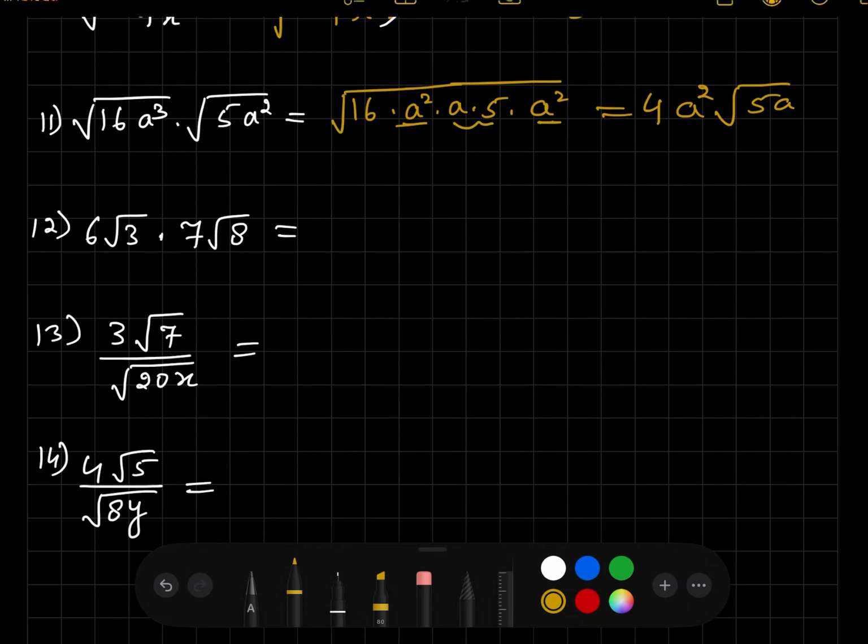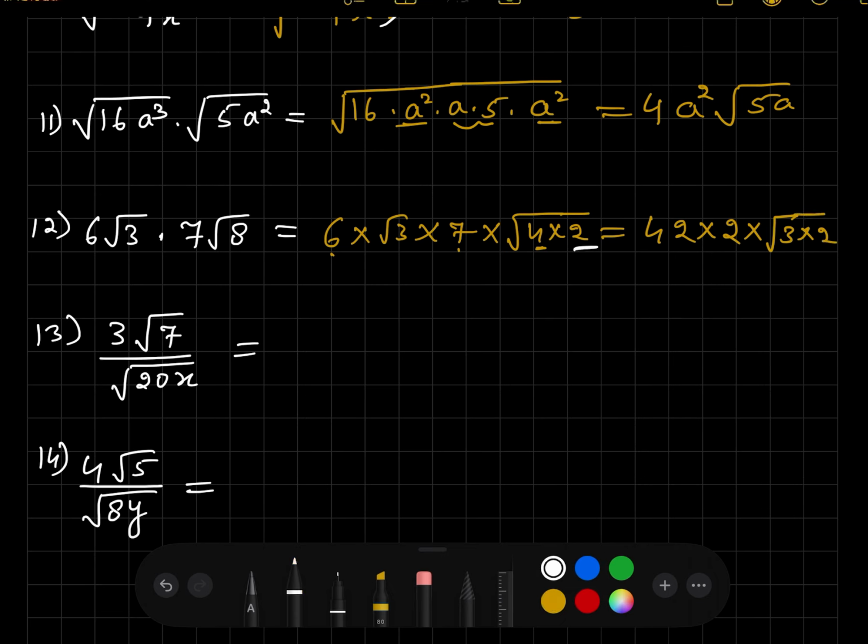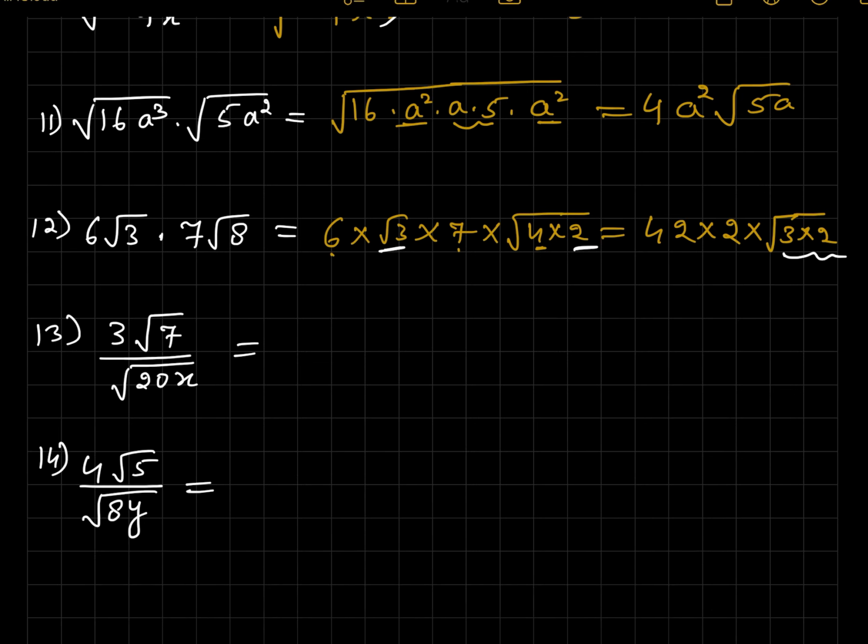Next. This is 6 times root 3 times 7 and times the square root of 8 can be written as 4 times 2. So 6 sevens are 42 and this is square root of 4, so can be taken as 2 out, and then we have square root of 3 times square root of 2 left. So this is square root of 2, this is square root of 3 are here. Okay, so now our answer is what? 42 times 2 is what? 84 square root of 6. This becomes our answer. Clear?